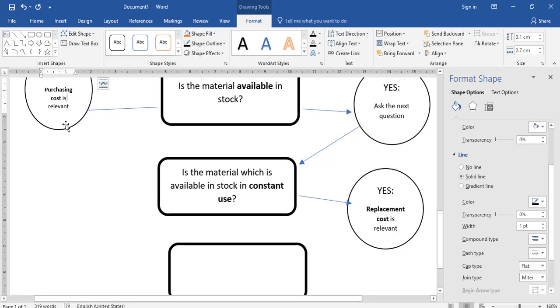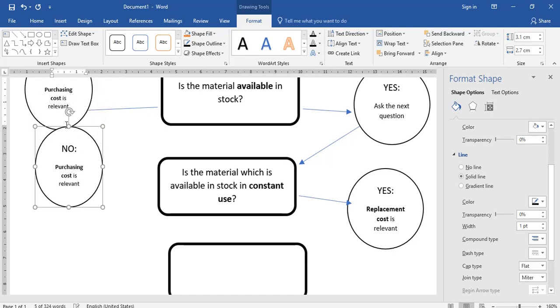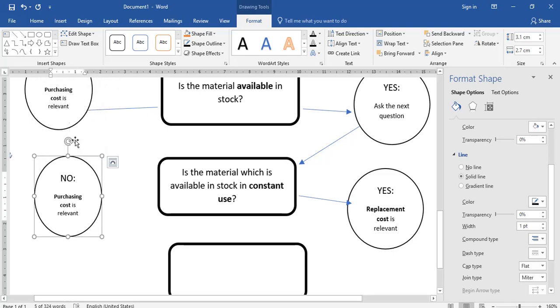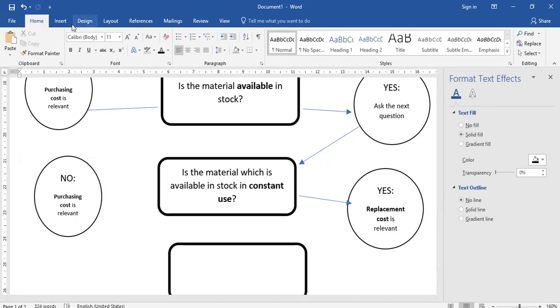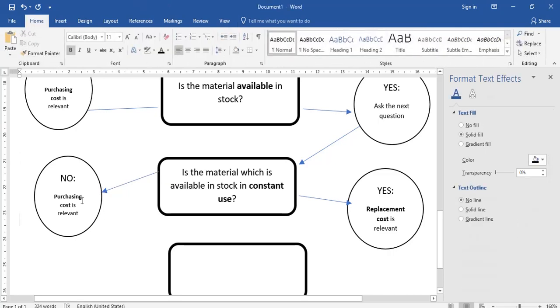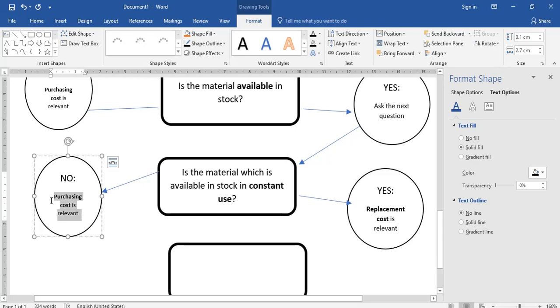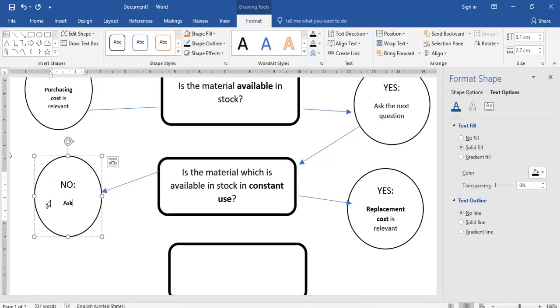What if you were to choose no as your answer? Insert shapes. If it is not in constant use, you ask the next question.